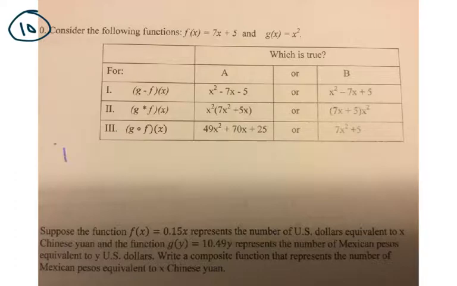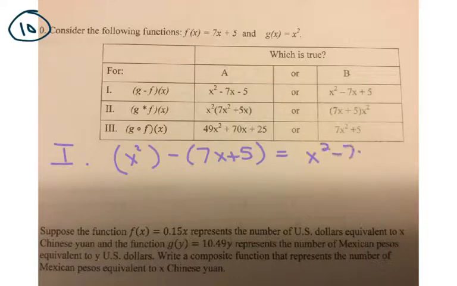So, for Roman numeral 1, g minus f, that means take g and subtract from it f. Because operations on functions are really just operations on polynomials, you have to distribute that negative. So it's going to be x squared minus 7x minus 5, which must be A. All right, for Roman numeral 2, we're going to multiply g times f.